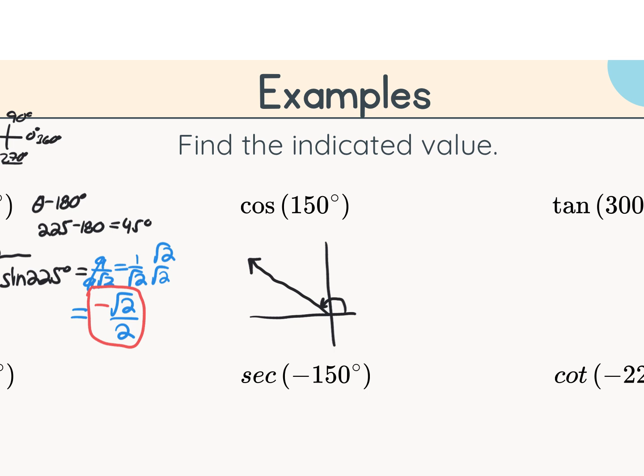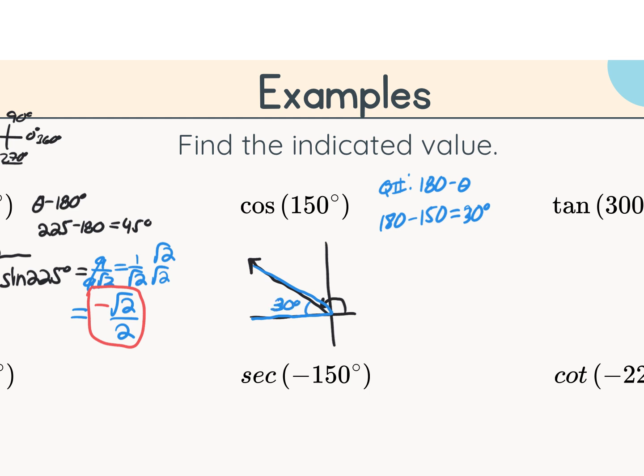The next thing we want to do is find the reference angle. In the second quadrant, the reference angle is going to be 180 minus theta. Again, that's something you have to memorize. What we can do now is plug it in. 180 minus 150 is 30 degrees. So what does that mean? That means this angle right here between the terminal side and the x-axis is 30 degrees.